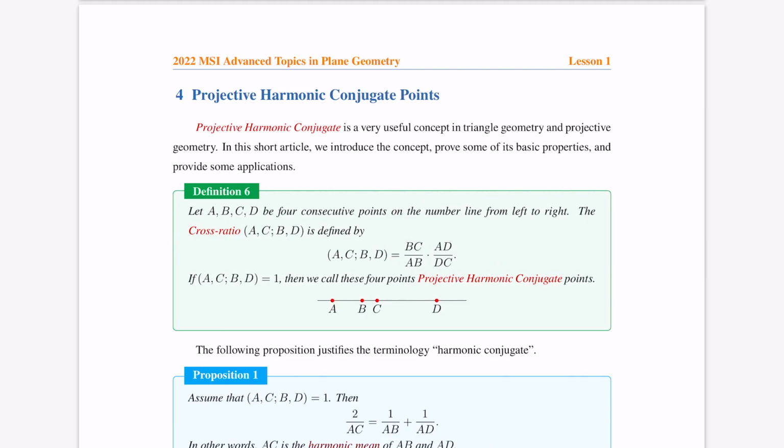So if this number happens to be equal to 1, then we call these 4 points projective harmonic conjugate points. Conjugate in the sense that the pair of points BD is conjugate to AC and vice versa. Okay, again, you have the question why.